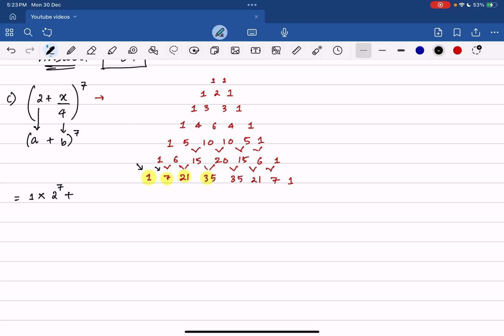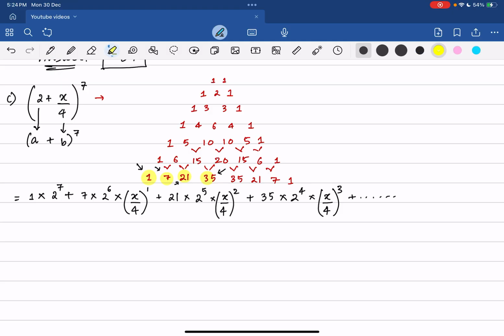Okay. Second term should have coefficient 7. I will directly write 7 over here, times 2 raised to 6 times x by 4 the whole raised to 1. Okay. Plus next one should have coefficient 21. 21 times 2 raised to 5 times x by 4 the whole raised to 2. The power of x by 4 keeps on increasing. The next one should have 35. So 35 times 2 raised to 4 times x by 4 the whole raised to 3 plus dot dot dot dot dot. Okay, so now my concern is all of this.